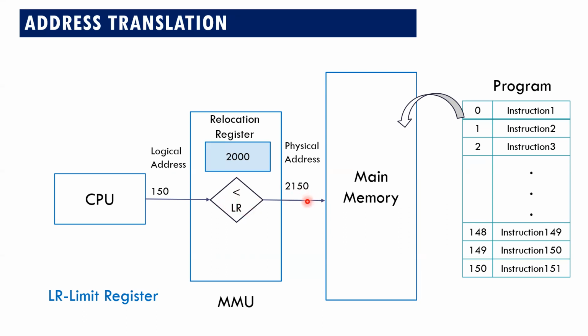Before converting into the physical address, there has to be a check comparing whether the logical address is less than the value of the limit register. So what is this limit register? The limit register is nothing but the size of the program. In this case, 151 is the number of instructions within the program. That is why 0 to 150 is the logical address space and the limit register value is 151. Totally there are 151 instructions. That is why the limit register value is nothing but the size of the program in terms of the number of instructions.